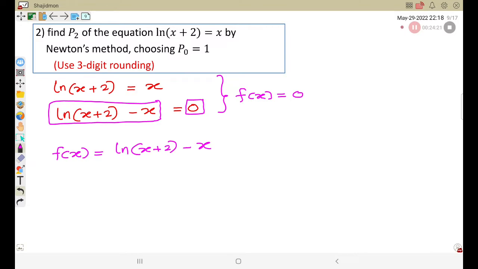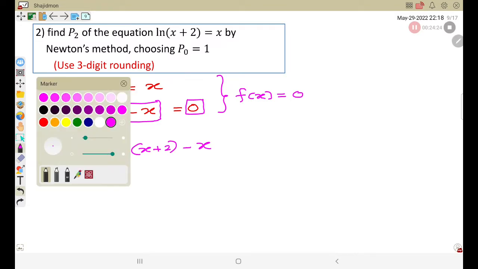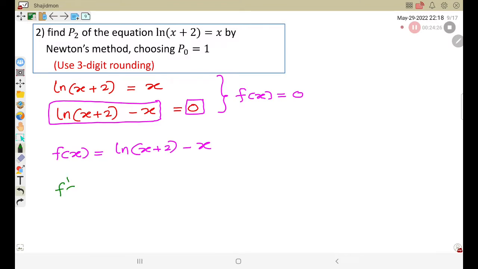Okay, now just to find what is the derivative of this one, f dash of x. F dash of x equal to, what is the derivative? Len of x plus 2, what is the derivative? Just now we written the rule, len derivative is 1 over x, correct? So what is the derivative len of x plus 2? 1 over x plus 2. Okay, minus x derivative is 1, so f dash of x is 1 over x plus 2 minus 1. I hope you understood the first part, okay, f of x and f dash of x.